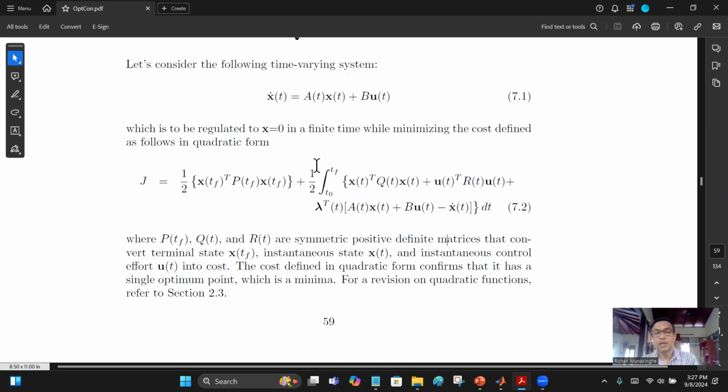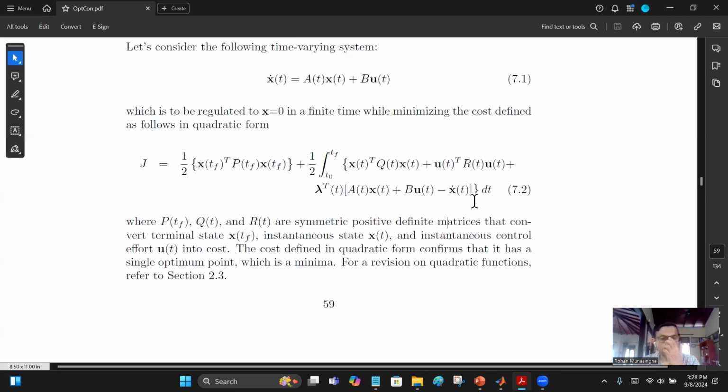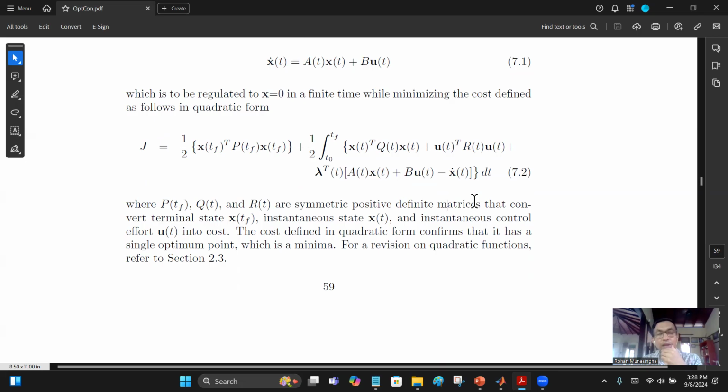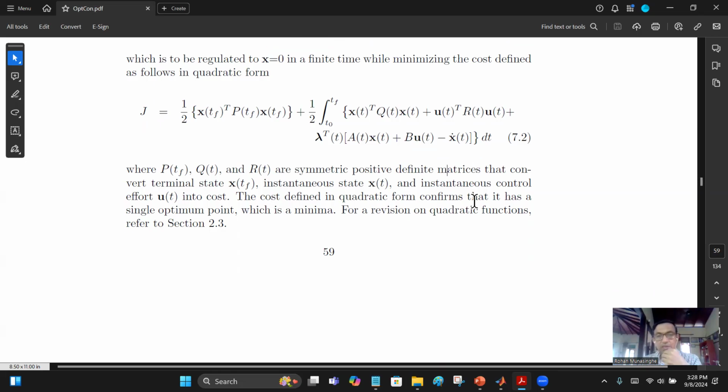So this is strictly enforced using this lambda transpose. We call it the Lagrange multiplier in the cost. As long as there's no such violation, you don't need to have this. If there's no violation of the system dynamics, if everything works according to the system dynamics, there's no need of this one. Now we need to optimize this cost J. How do we do that?